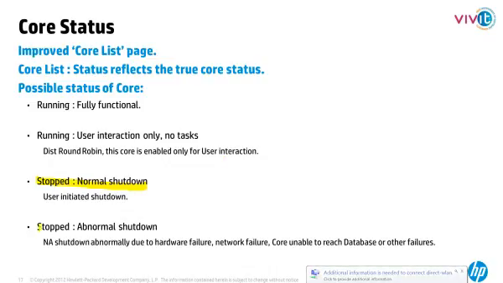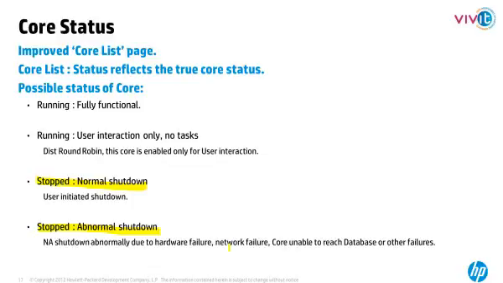Now the next one is the abnormal shutdown. This is very interesting. This means the user didn't do the true control stop. This is due to a hardware failure or network failure, or the core is not able to connect to the database, or some other hard failures. When I do the failure demo, I'll demonstrate this state.